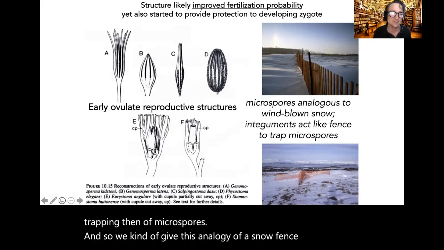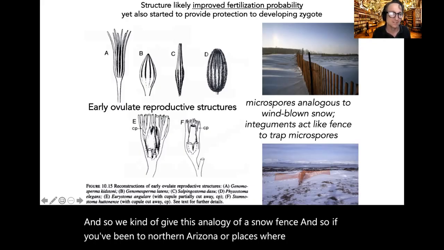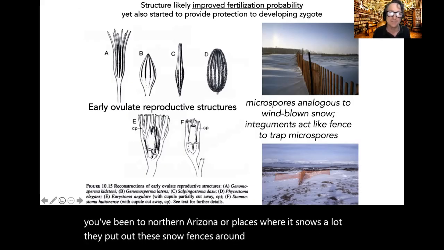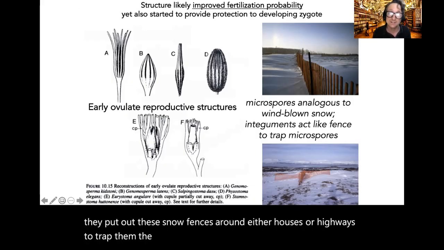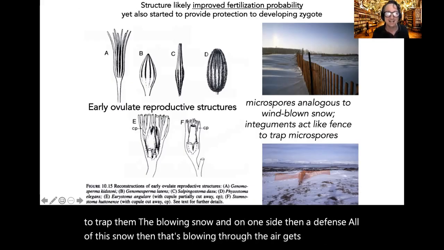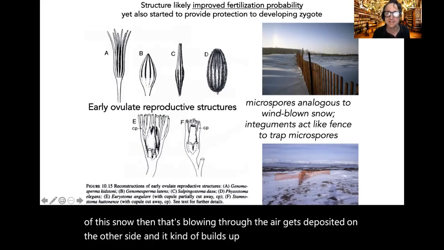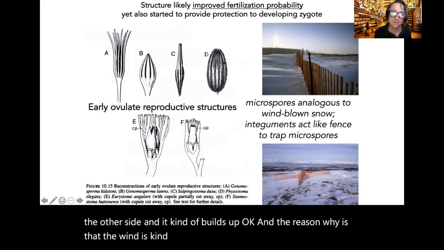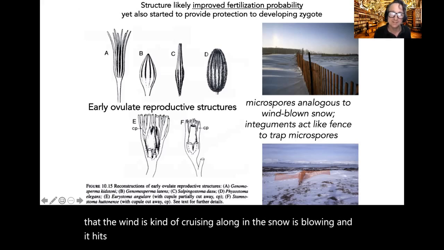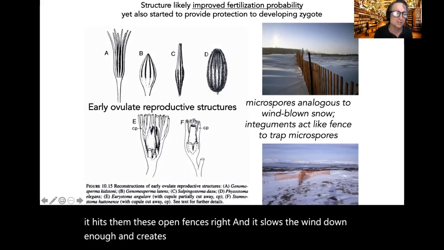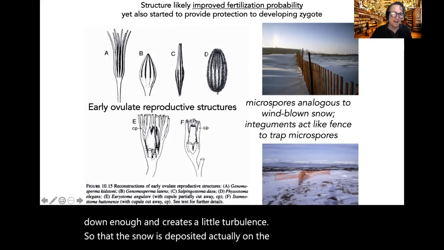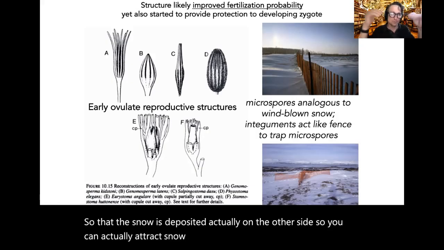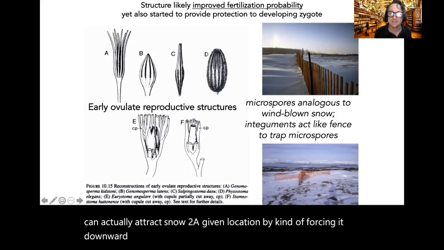And so if you've been to northern Arizona or places where it snows a lot, they put out these snow fences around either houses or highways to trap the blowing snow. And on one side of the fence, all of this snow that's blowing through the air gets deposited on the other side, and it builds up, okay? And the reason why is that the wind is cruising along and the snow is blowing and it hits these open fences, right? And it slows the wind down enough and creates a little turbulence so that the snow is deposited on the other side. So you can attract snow to a given location by forcing it downward, and you build up these big snowbanks on the leeward side of these things.